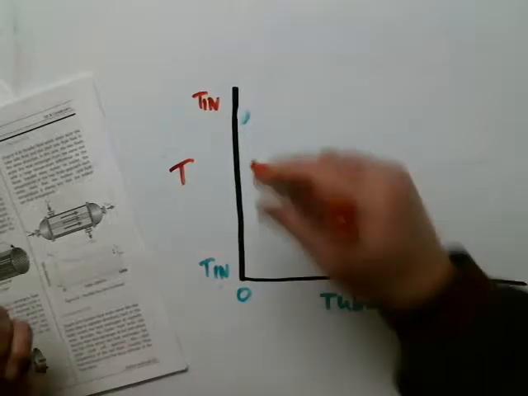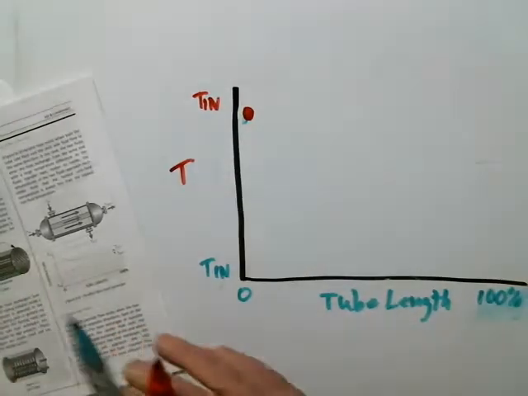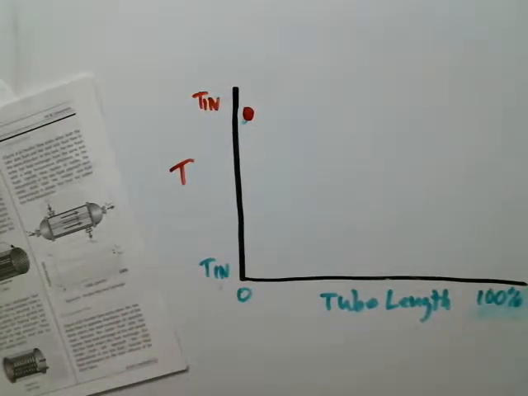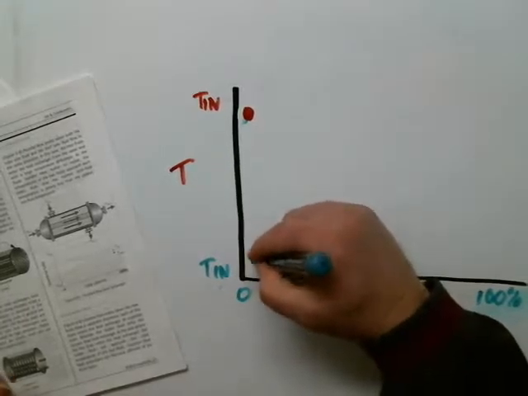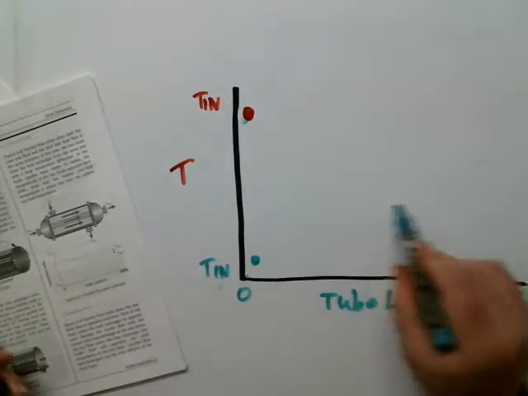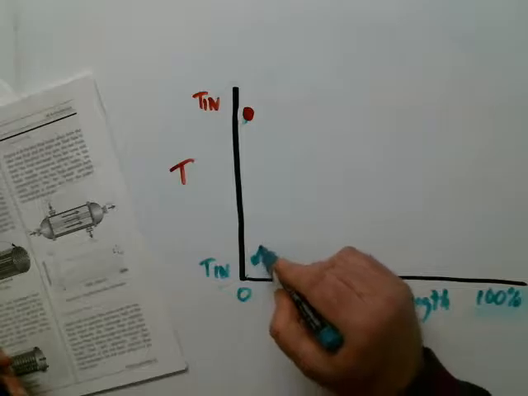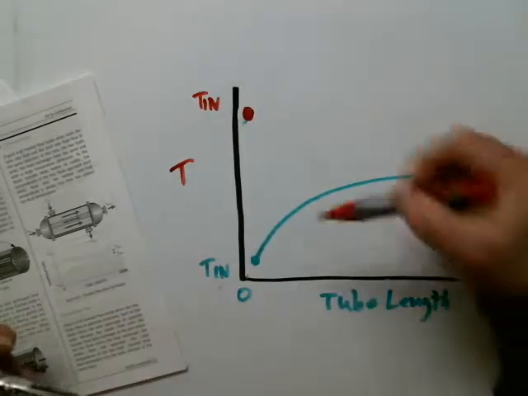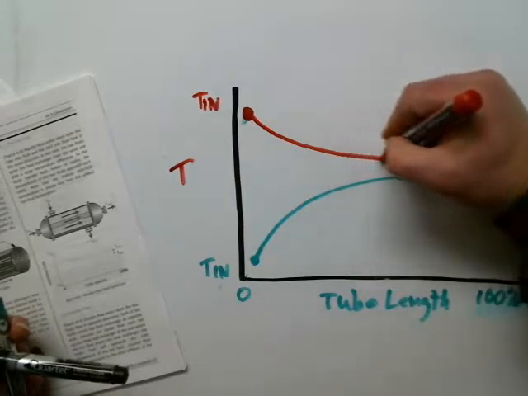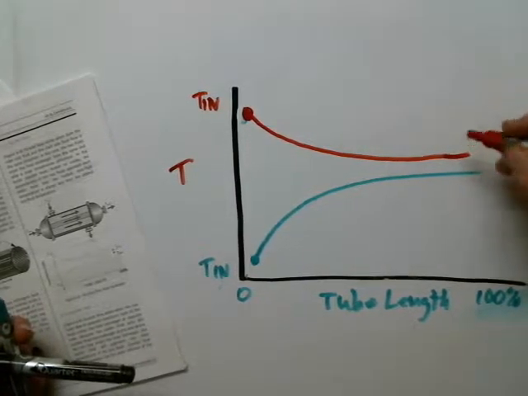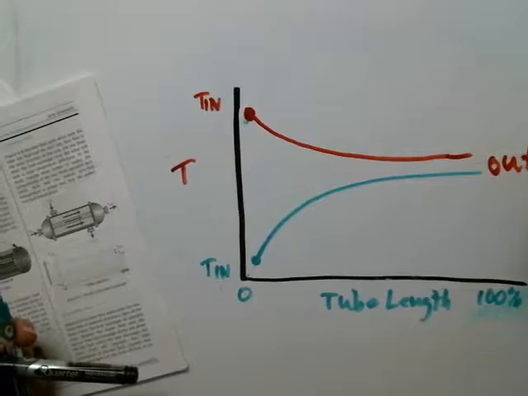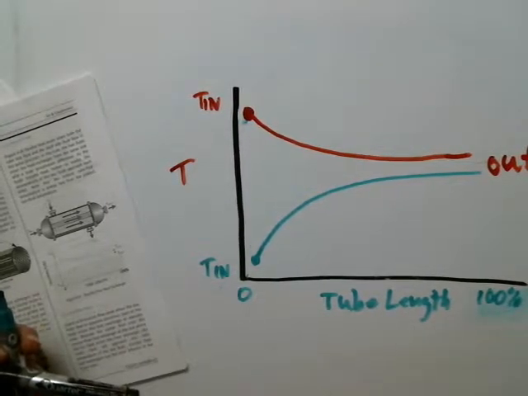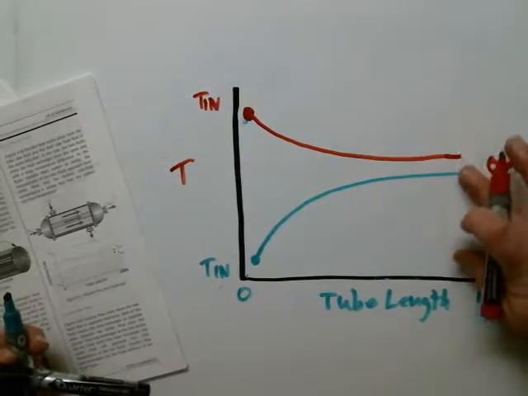Should have made that in red, my bad. The inlet is really hot, and the inlet of the cold is really cold. But what happens is, as they flow along the length of the tubes, the cold gets hotter and the hot gets cooler as they flow. And then this is the outlet right here. This is where both fluids, hot and cold, exit the heat exchanger.